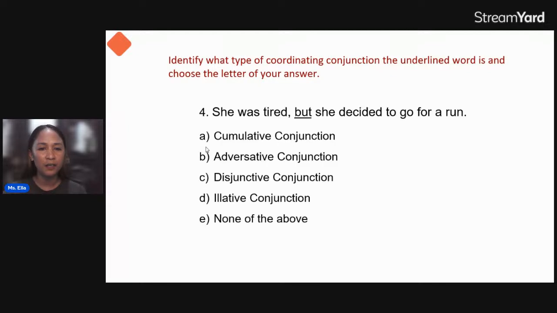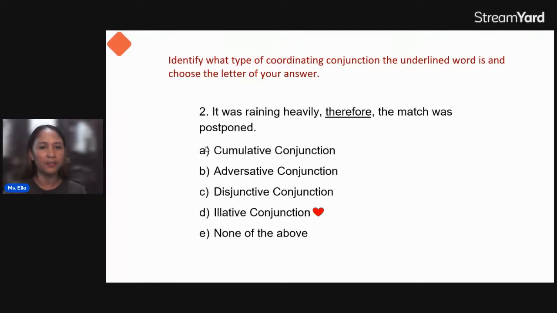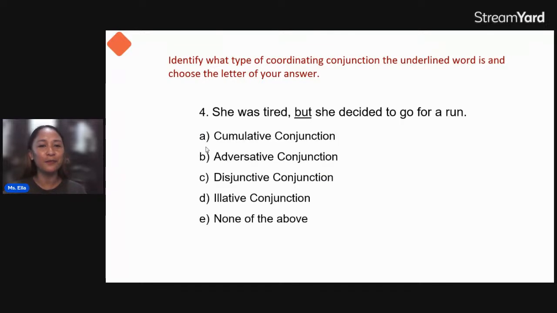Okay, let's continue for number three. Sorry, number three is not available. Okay, let's have first number four. She was tired, but she decided to go for a run. Is it A, cumulative conjunction? B, adversative conjunction? C, disjunctive conjunction? Letter D, elative conjunction? Or letter E, none of the above?